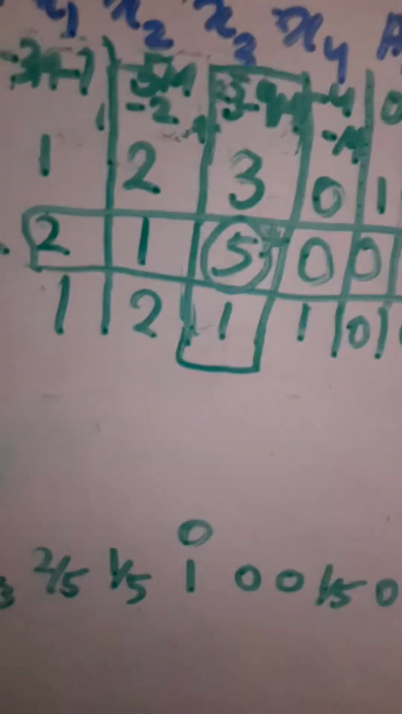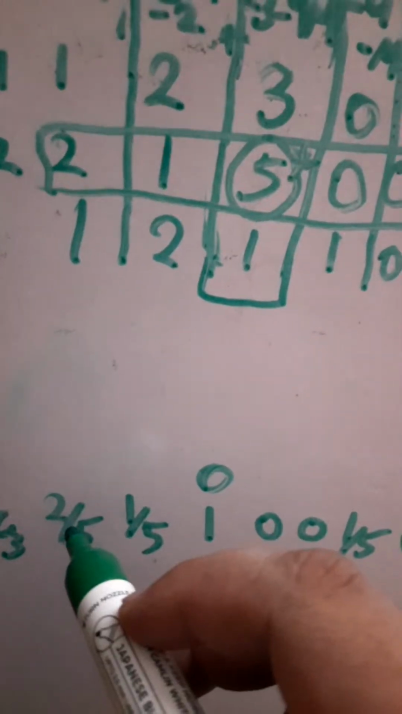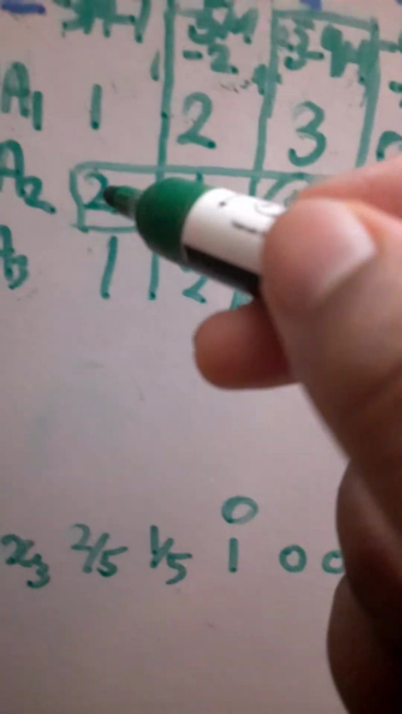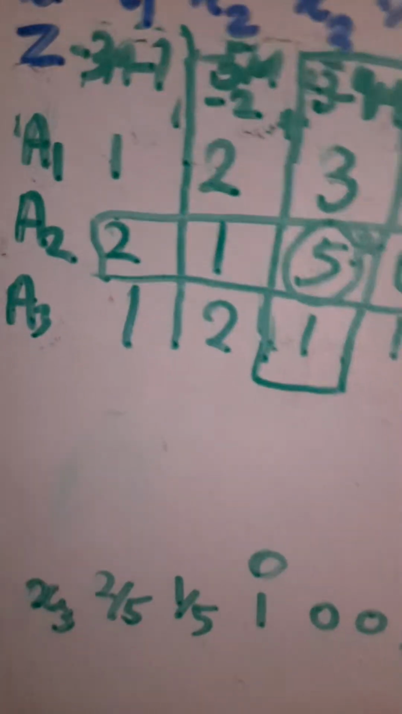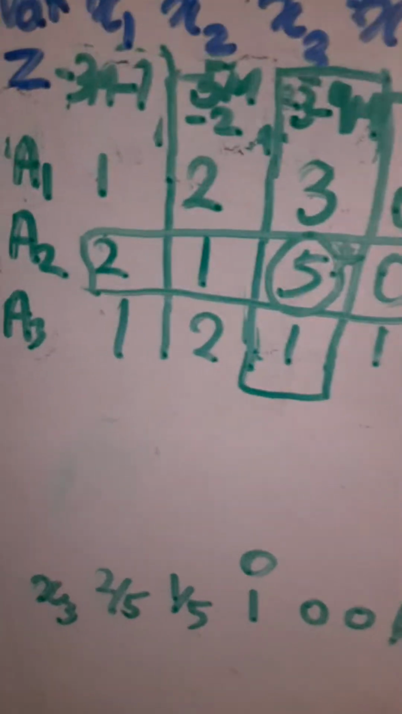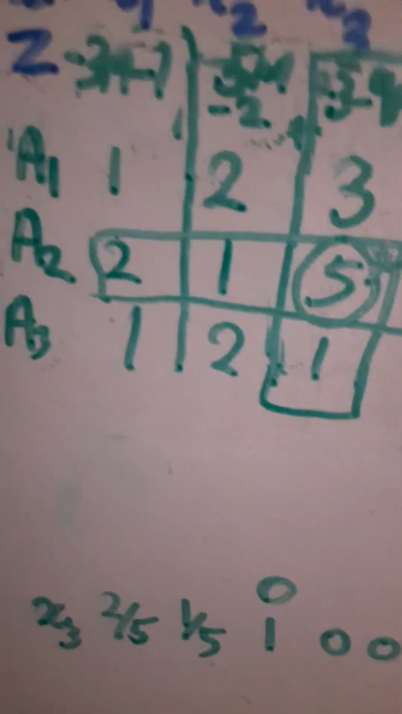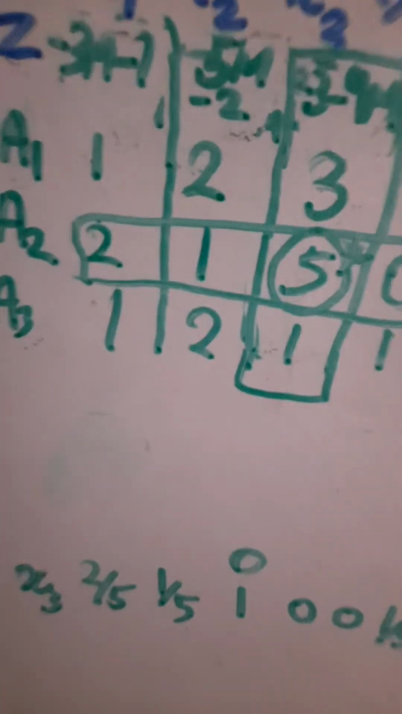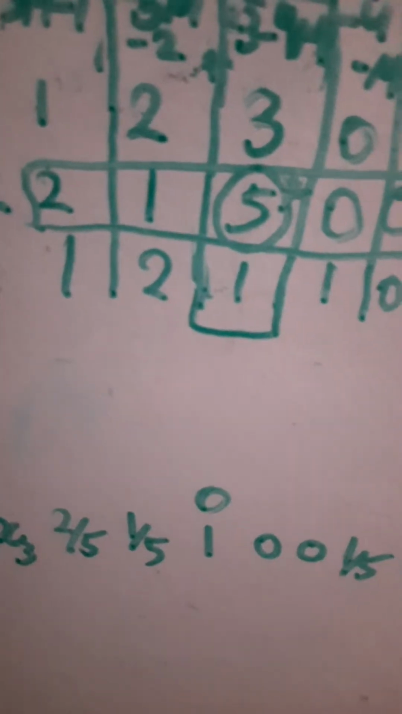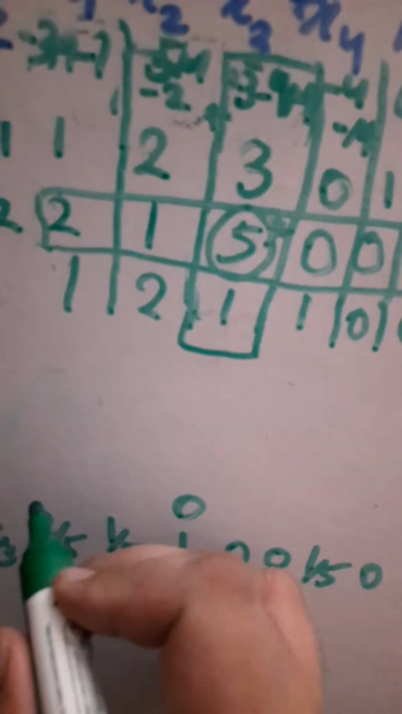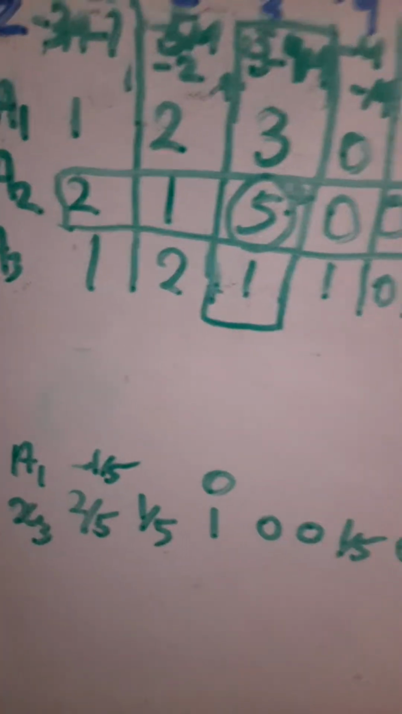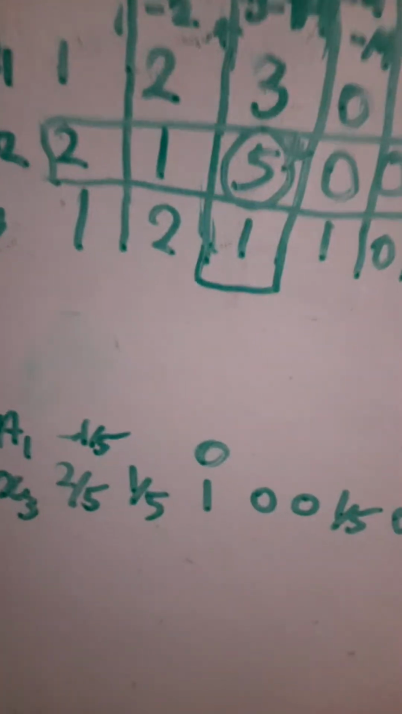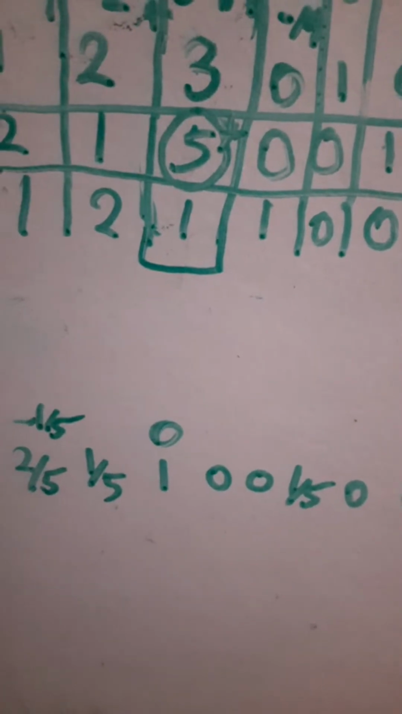0. 3 into 2 is 6. 6 by 5 minus 1. Sorry, 1 minus 6 by 5. It would be 5 minus 6 by 5, minus 1 by 5. Minus 1 by 5. By the way, this is still a1. Okay. 2 minus 3 by 5.